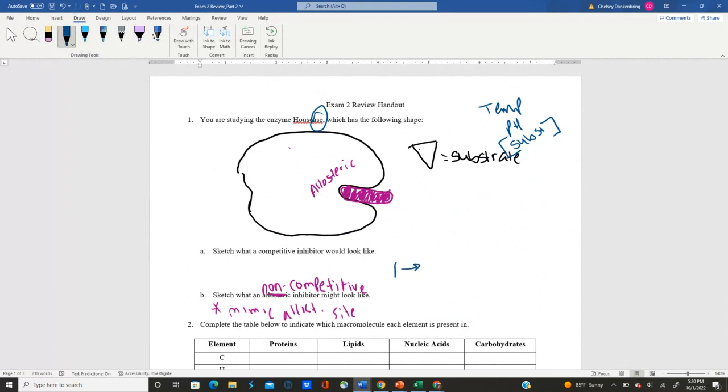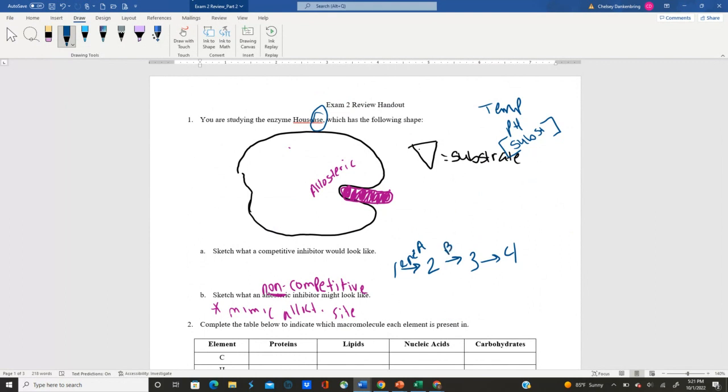So maybe molecule 1 gets converted to 2, 2 will get converted to 3, 3 gets converted to 4. We'll stop there. Now let's say enzyme A is responsible for getting molecule 1 and converting it to 2. Remember, enzymes are specific. So that's all enzyme A can do, is take 1, convert it to 2. So that means we need a different enzyme to do 2 to 3.